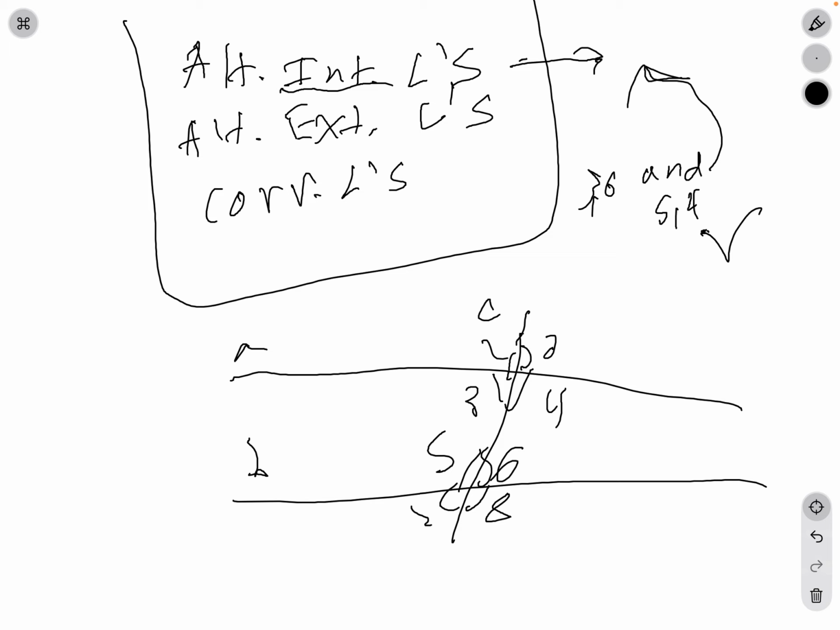Alright, if you guessed 1 and 8 and 2 and 7, then you are correct, because these two angles are on opposite sides of the transversal and are outside the parallel lines. So these are alternate exterior angles.